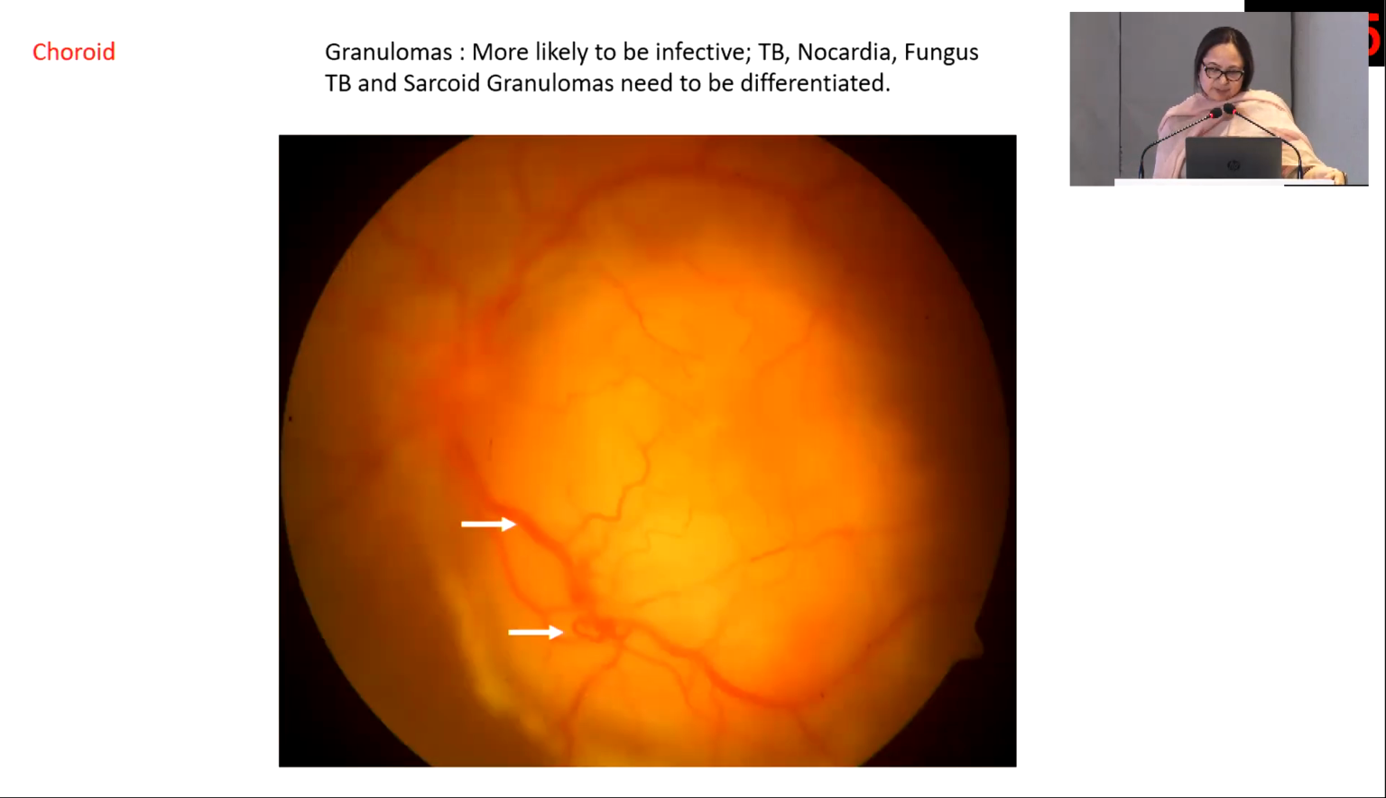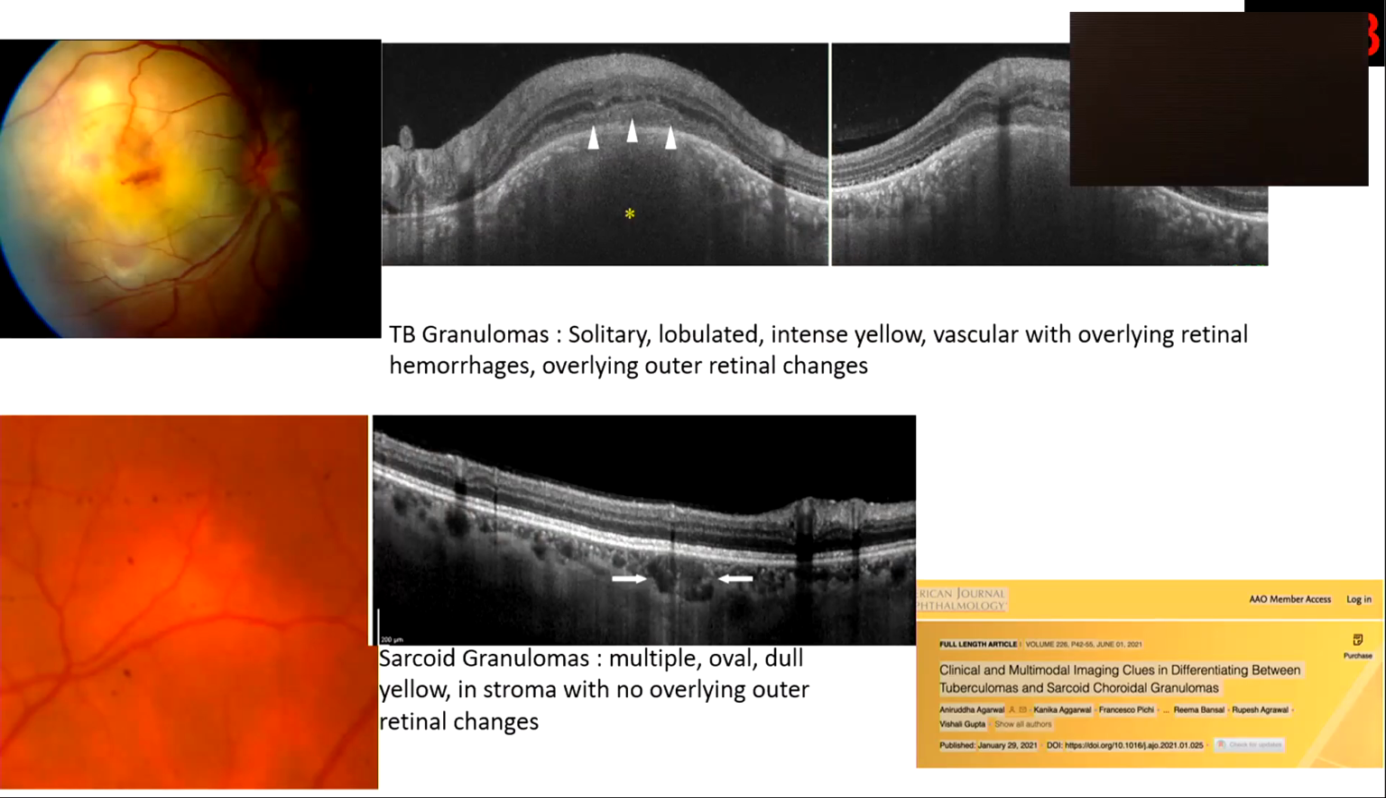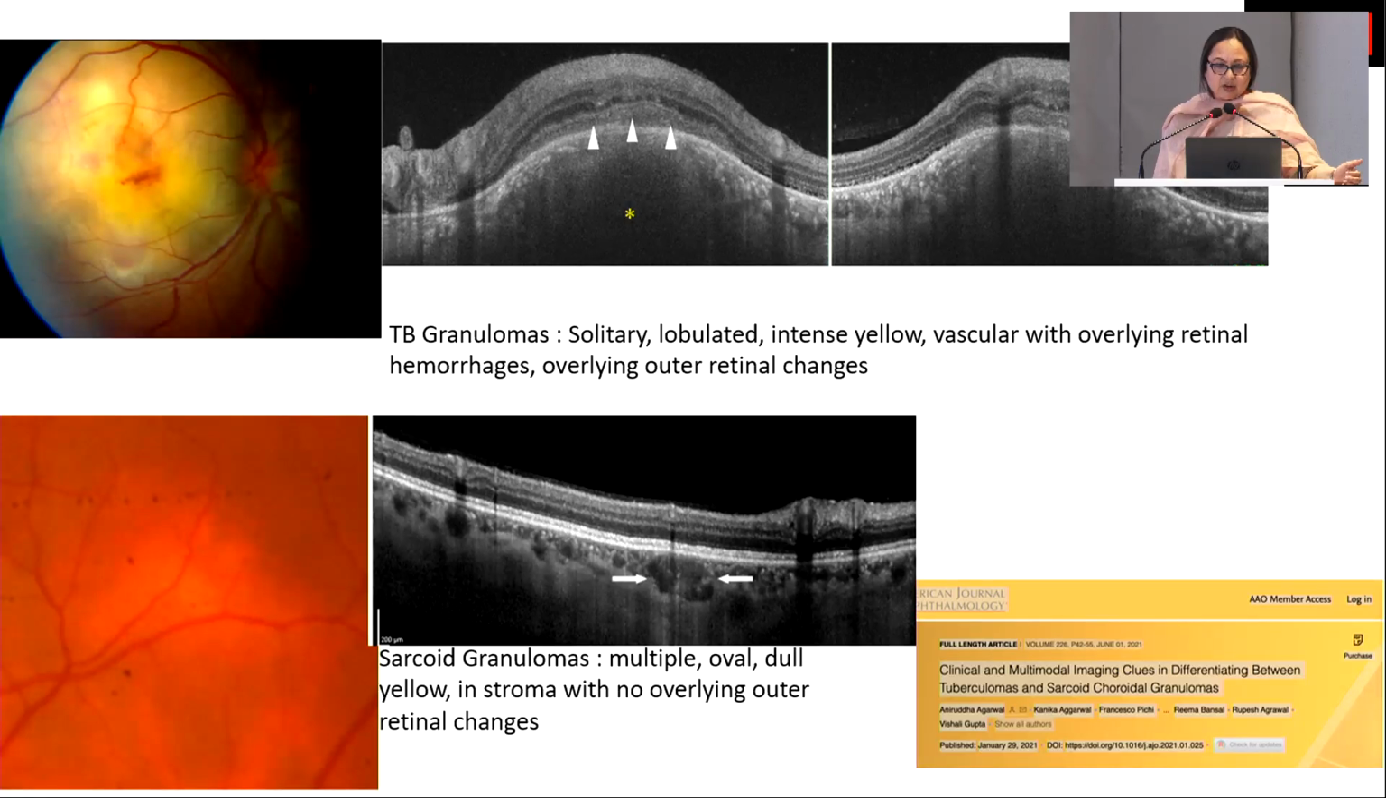If you have the whole of the retina lost and only the ILM is preserved, think of measles virus as a possible etiology. Moving on to the choroid, you look at the granulomas all the time. If you have a granuloma which is large, which is single, which is yellow, and which has blood vessels running over it, think of TB. TB is VEGF driven, so the granulomas tend to have some retinal hemorrhages, RAP, or other new vascularization on top of them. Sarcoid granulomas are very different, and they can be distinguished on imaging.